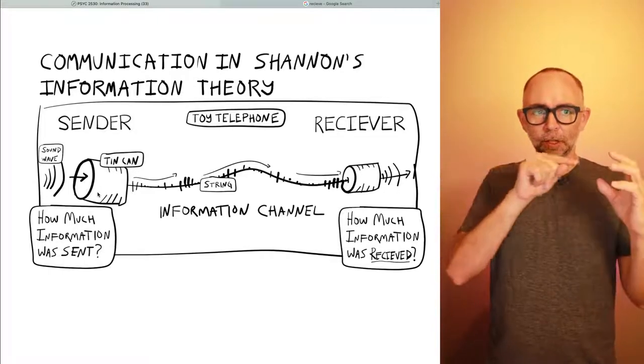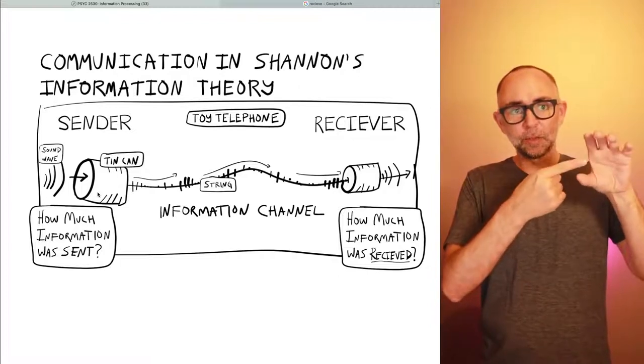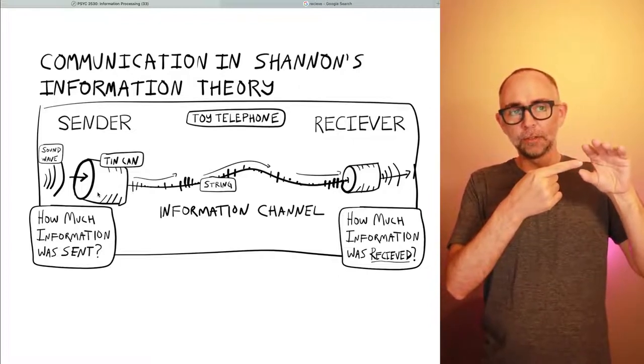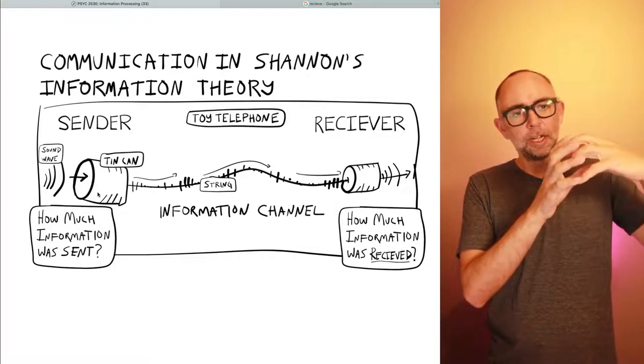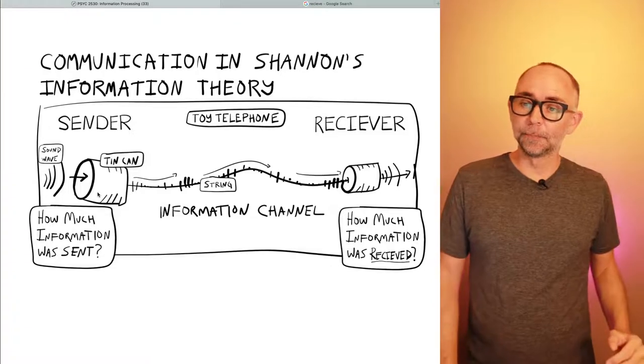The wiggling gets all the way to the other can, and the string's connected to that can, so it starts making that can wiggle a little bit, producing waves of air that come out of the other can that you could hear on the other end.